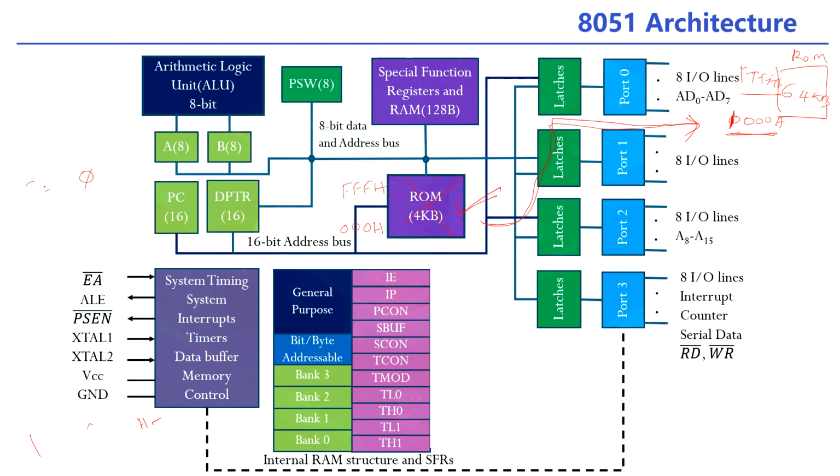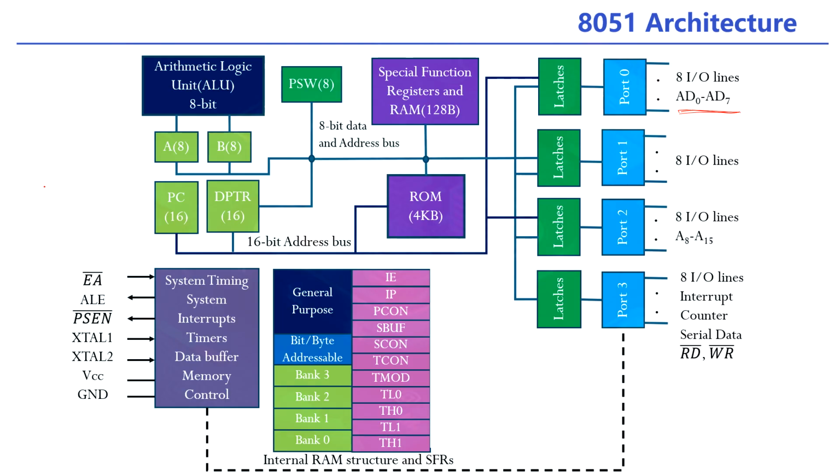Then coming to the next control pin, ALE. ALE stands for address latch enable, which is used to demultiplex this time division multiplexed address and data bus available at port 0. What is the function of ALE? ALE stands for address latch enable, which is used to demultiplex this time division multiplexed address and data bus.